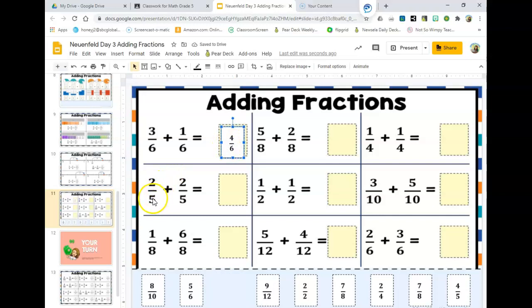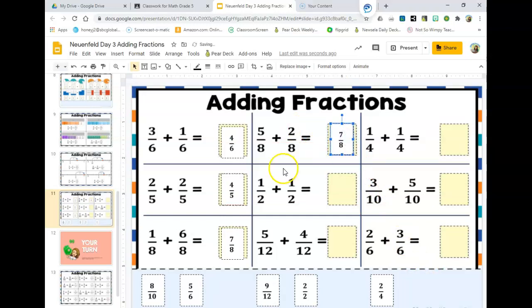All right, let's look at our next one. Denominator is 5, so it's going to be a fraction that has a 5 in it. Numerators are 2 plus 2. 2 plus 2 is 4, so that makes this answer 4/5. 1 eighth plus 6 eighths, let's add the numerator. 1 plus 6 equals 7, and the denominator stays the same. Almost done. 5 eighths plus 2 eighths, let's add the numerator. 5 plus 2 equals 7. Denominator stays the same, 8.